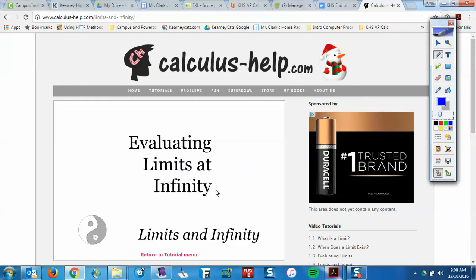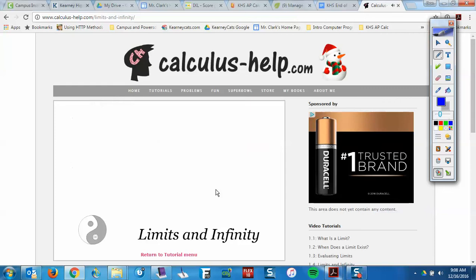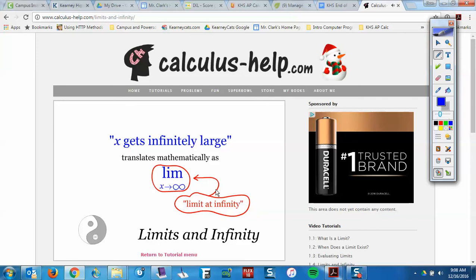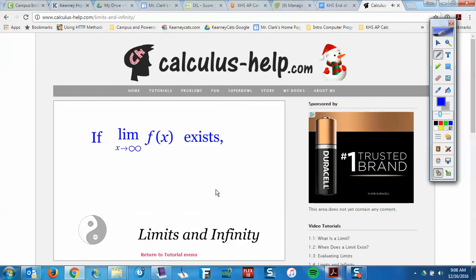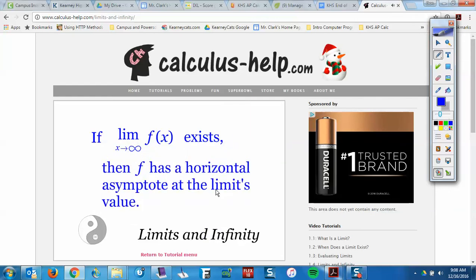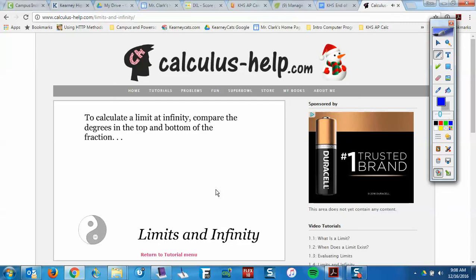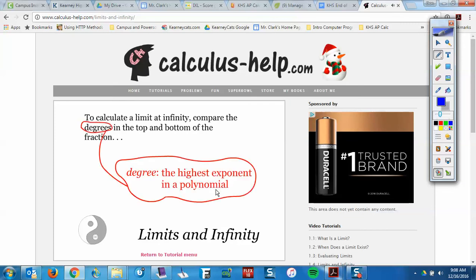When I was explaining the last example, I said that x was getting infinitely large, and we translated that mathematically as the limit as x approaches infinity. Now this type of limit is called a limit at infinity. If this limit exists for a function, then that function possesses a horizontal asymptote at the height given by the limit. That's a lot of gobbledygook, but it's very simple in practice. Limits at infinity are very easy to calculate. All you have to do is compare the degrees in the numerator and the denominator of the given function. By the way, the degree is the highest exponent.